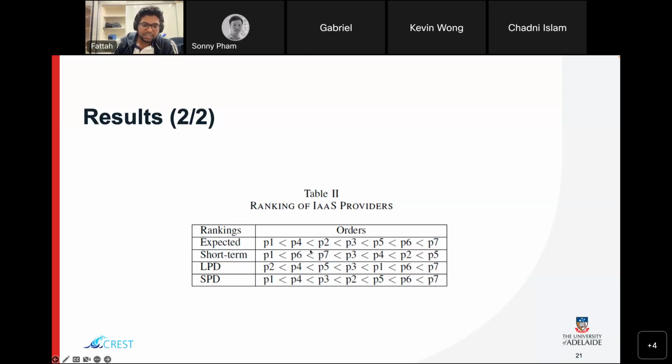From this, we can see that the first one and this last one have the highest similarity compared to the other ones. In the last one, we have only one flip. P3 and P2 change in the ranking, and the other two approaches are not really consistent compared to the actual ranking.